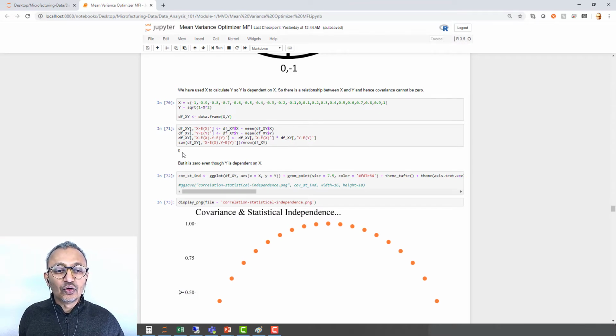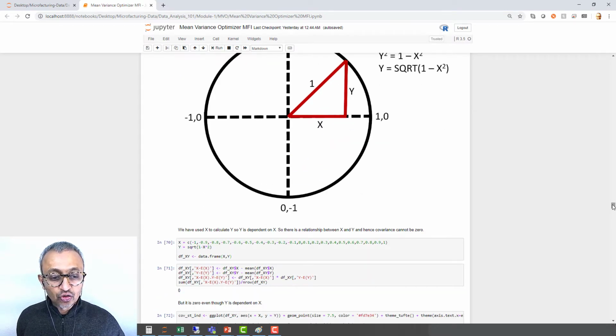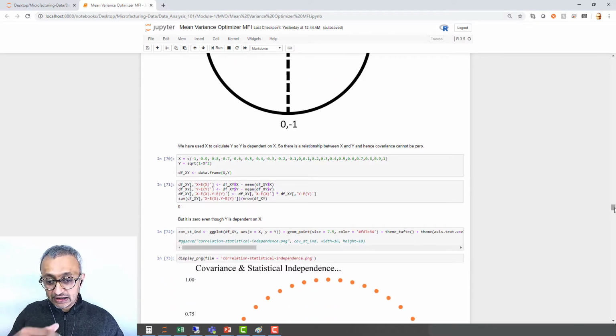So the covariance is 0, because it just so happened that with this kind of setup, the covariance happens to be 0. We know that when we calculated y from x, y is dependent on x. So there is a statistical dependence, because we actually used x to calculate y. But the covariance still happens to be 0. That's just math.